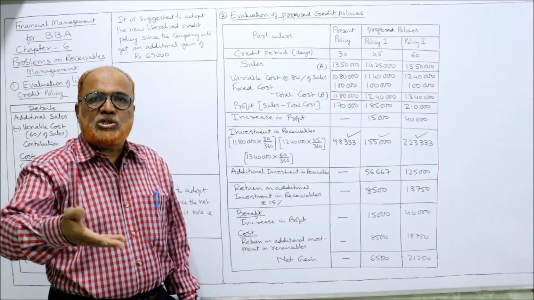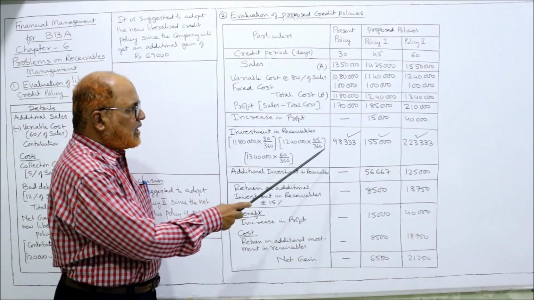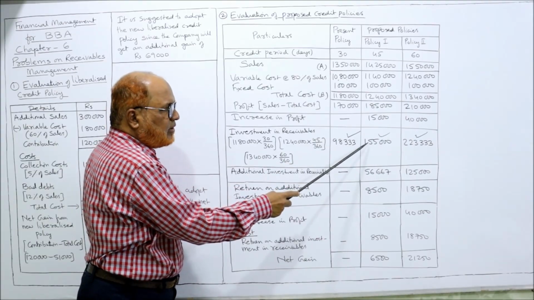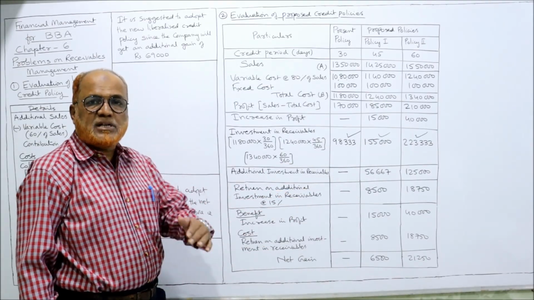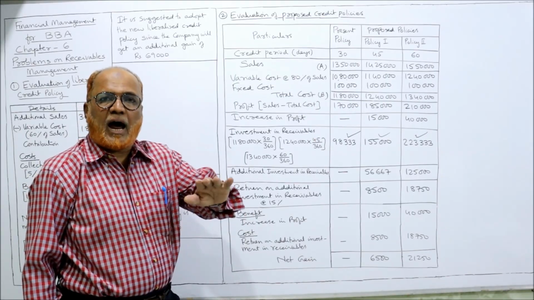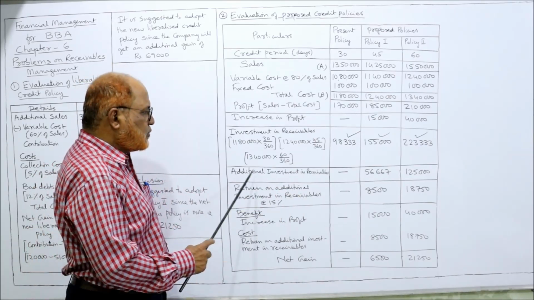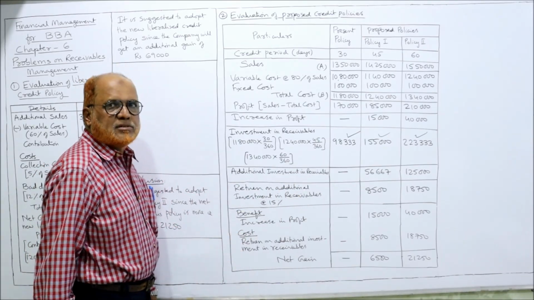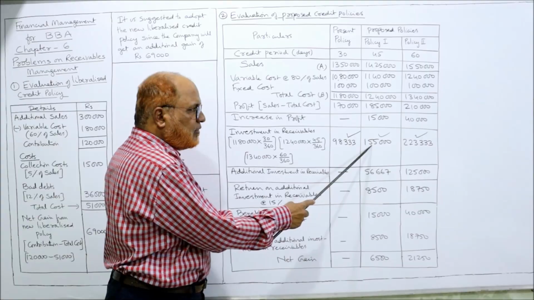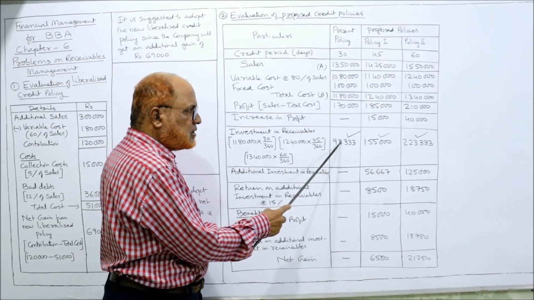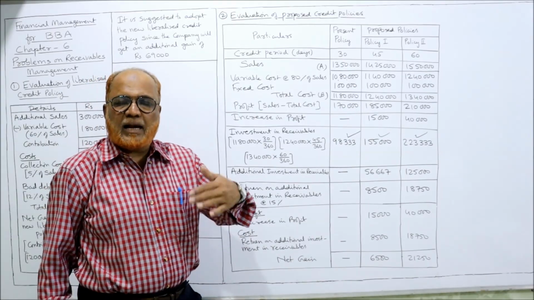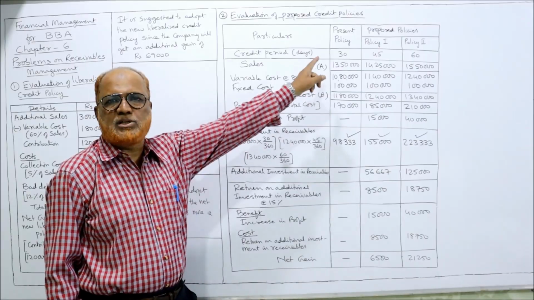Now we want the additional investment in receivables. Presently our investment is 98,333. If we adopt the first policy, the investment will become 155,000. That means our investment has increased. So we want the return on additional investment in receivables. First we calculate the additional investment. Presently 98,333, here 155,000. So 1,55,000 minus 98,333, you will get 56,667. This is the additional investment in receivables in policy 1.